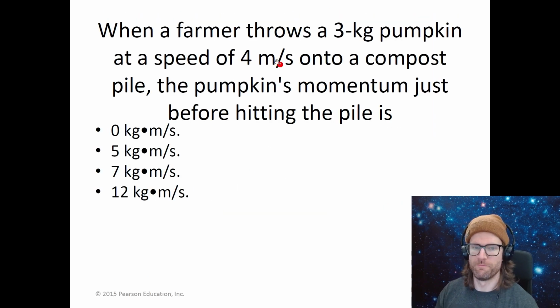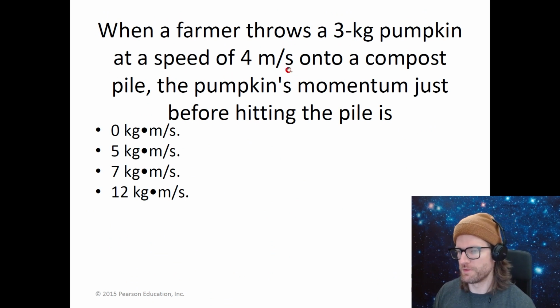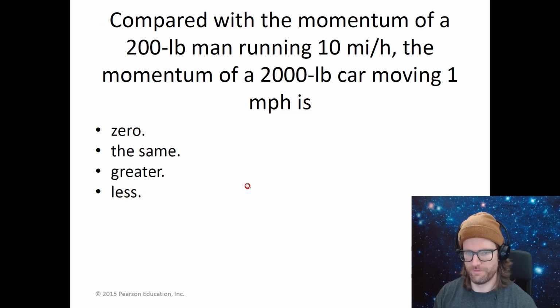Okay, let's do some more. When a farmer throws a 3-kilogram pumpkin at a speed of 4 meters per second onto a compost pile, the pumpkin's momentum just before hitting the pile is, okay, momentum is m times v, so 3 times 4, which is 12 kilogram meters per second. Okay.